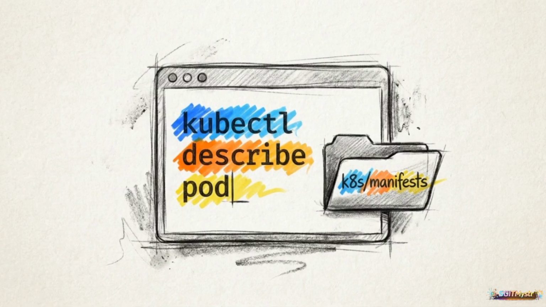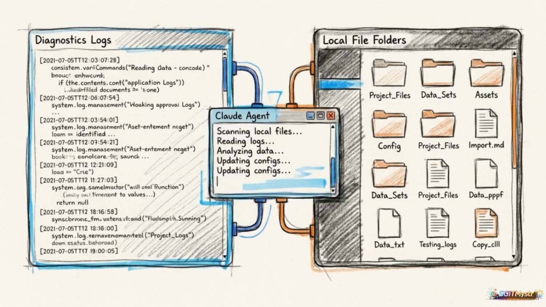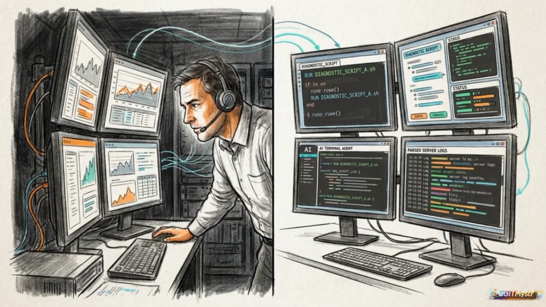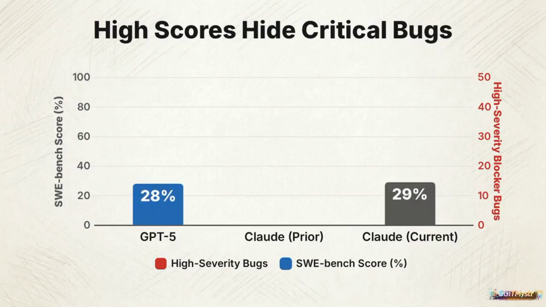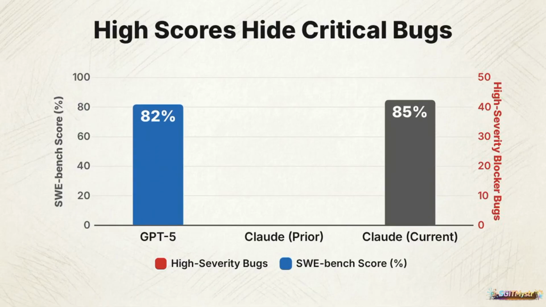The solution is to pass kubectl describe pod to Claude and direct it to your local k8s/manifests directory. You provide the diagnostic data, and the agent maps it against your local configurations. True debugging power during a crisis comes from an AI's ability to navigate your environment using the same logic a systems engineer would. SWE-bench scores show Claude at 85% and GPT-5 at 82%.